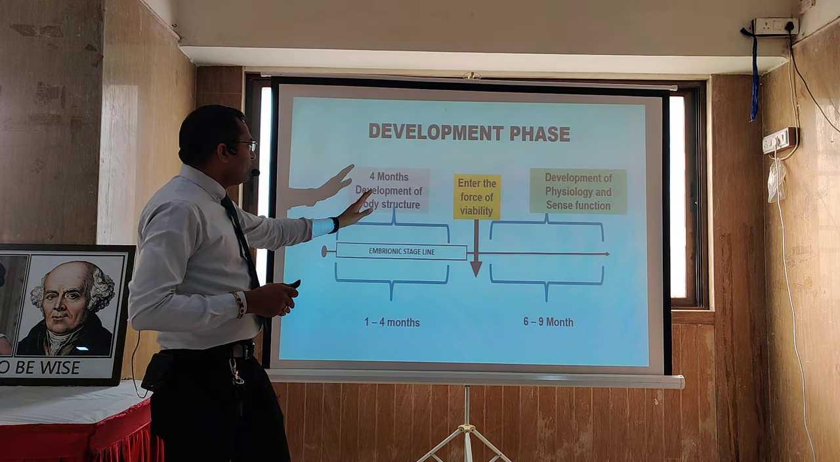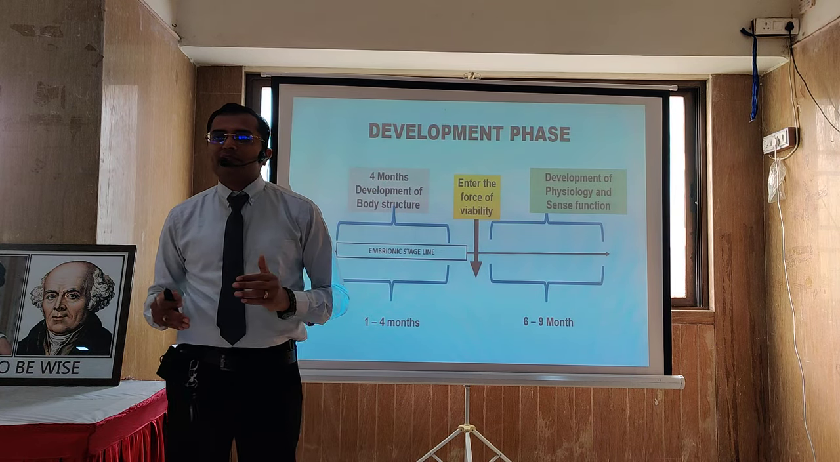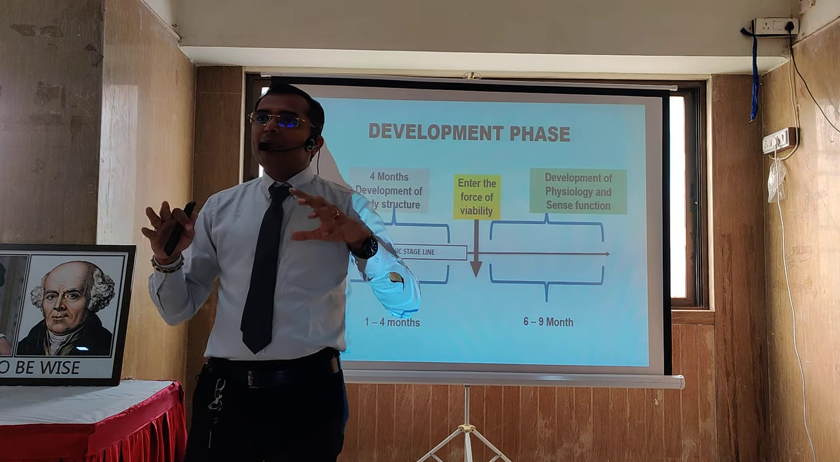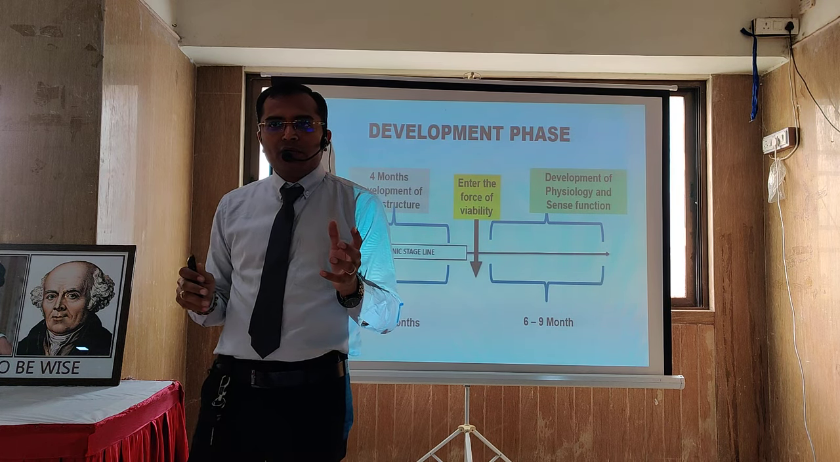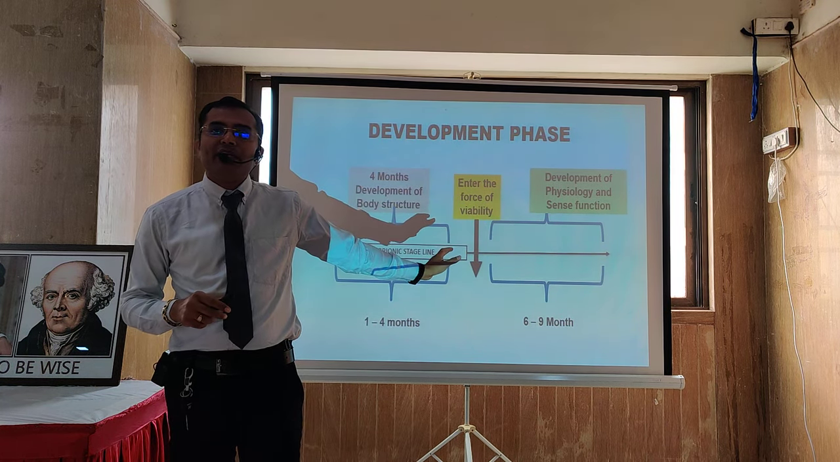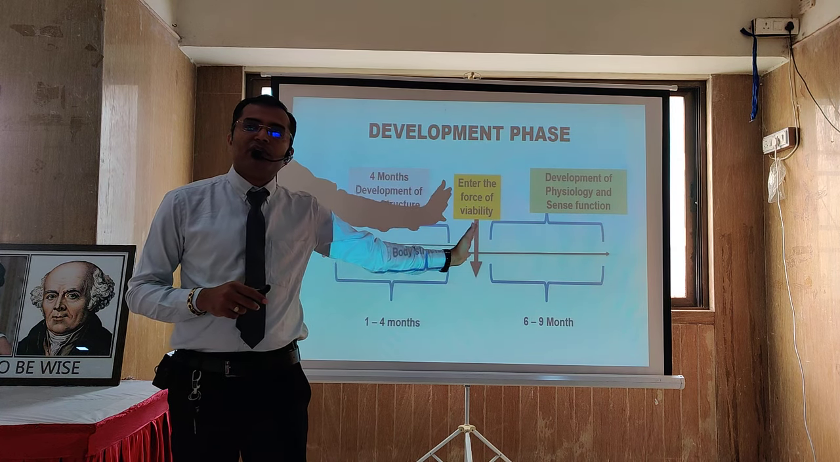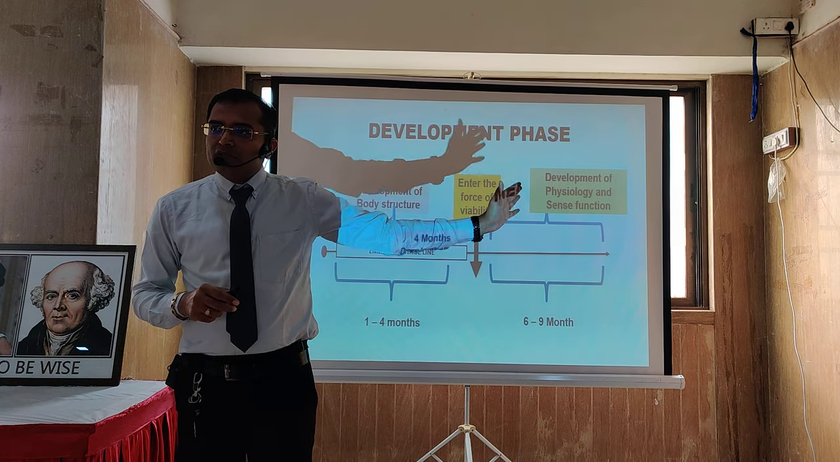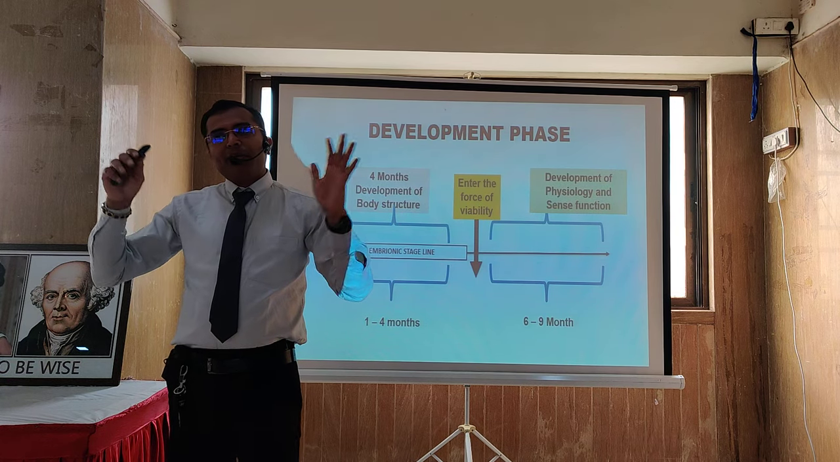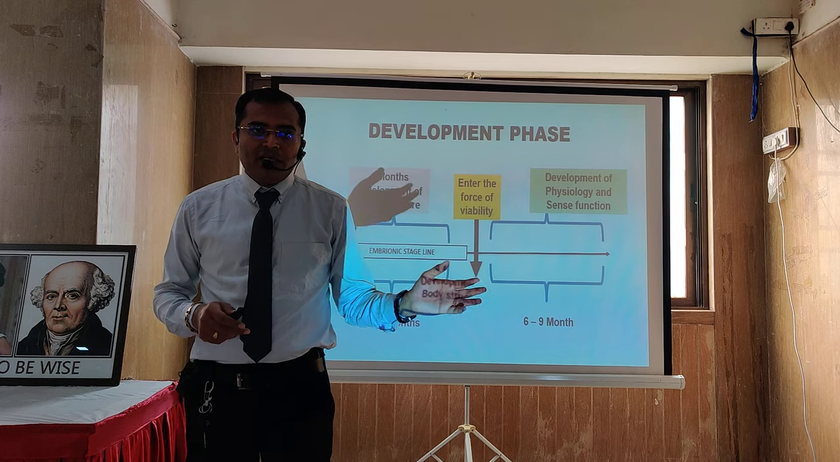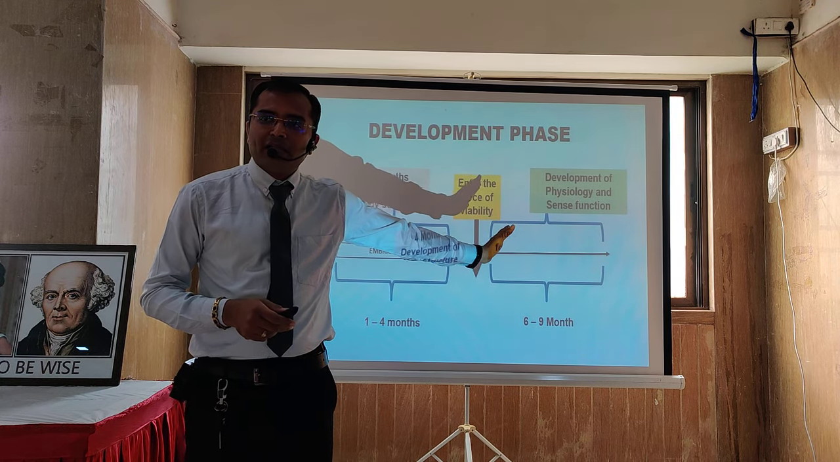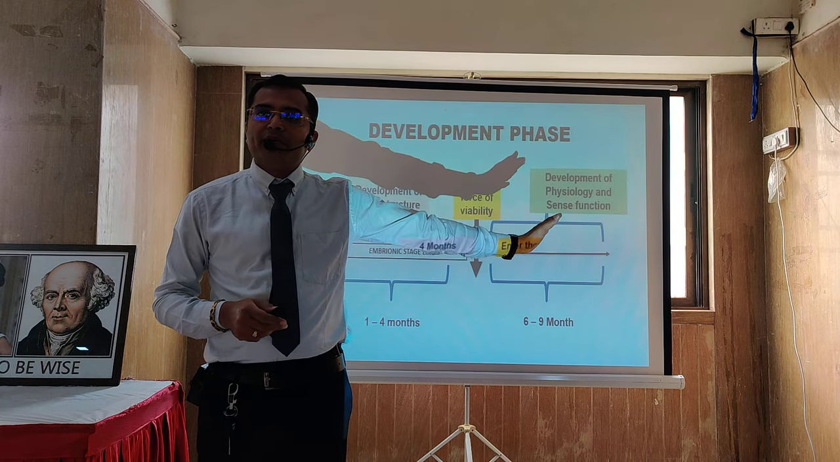Okay, at the 5th month the force of viability enters. So that means what? The mother gets quickening, the sensation of the child moving. That is called the force of viability, and after that the physiological process starts. So when the development is absolutely normal and the physiology is affected, you need to probe in the last three months, from 6 to 9 months.